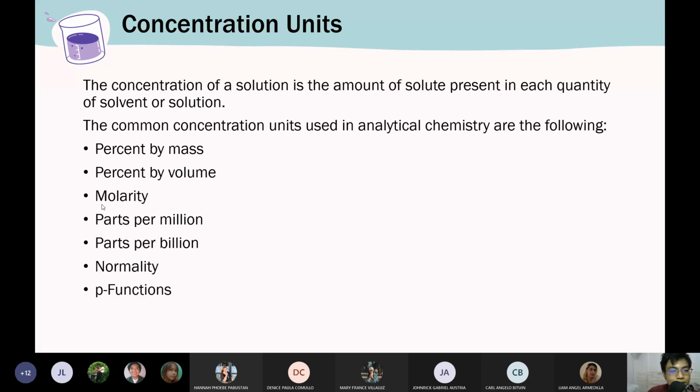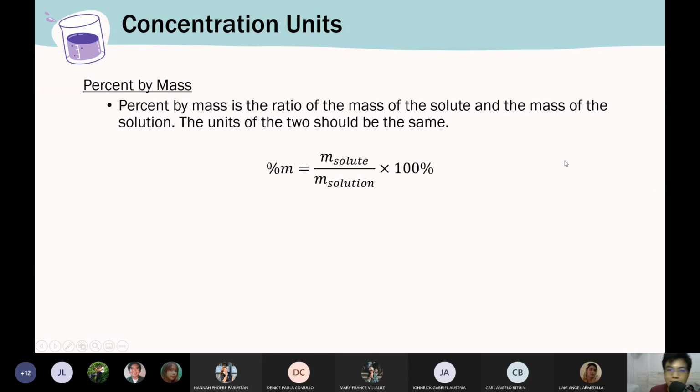Okay. So yan. So let's proceed muna with the percent by mass. Okay. So the percent by mass is straightforward. It is just the mass of your solute divided by the mass of your solution in percentage unit. Okay? So whenever you have percentage unit, you multiply the ratio by 100. Okay? So ganun lang siya. Ratio lang siya. Nasa numerator, solute. Nasa baba, solution. Okay? Gets yan?